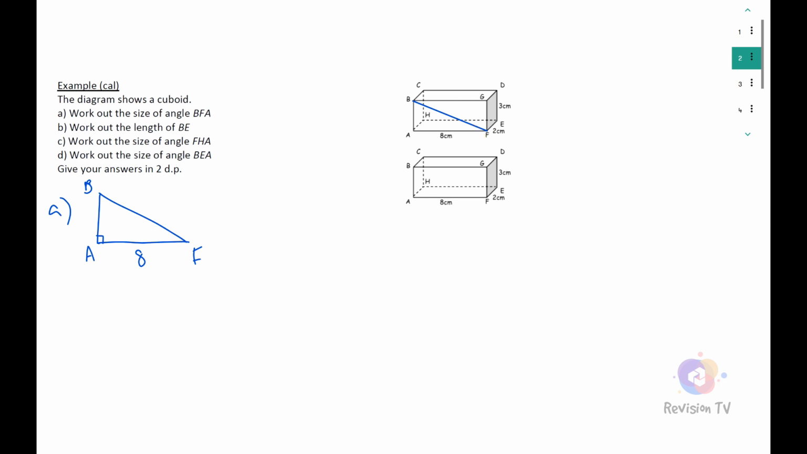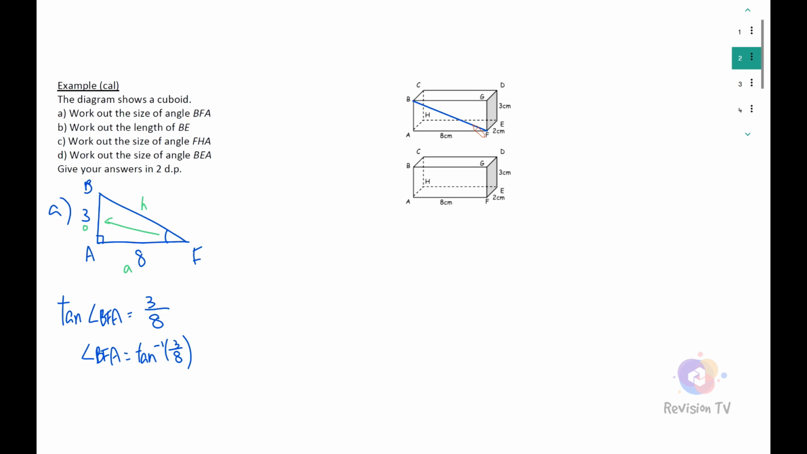What else do I know? I know that length DE is the same as BA. That must be 3. So to work out angle BFA, I need to work out the angle using trigonometry, SOHCAHTOA. That must be opposite, that's hypotenuse, that's adjacent. So the one that uses opposite and adjacent is tan. So tan angle BFA equals opposite over adjacent. So the angle equals inverse tan of 3 over 8.